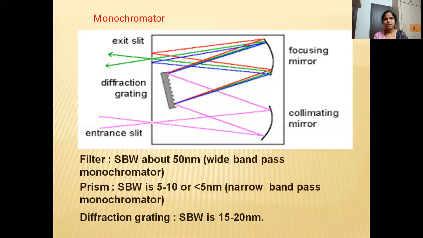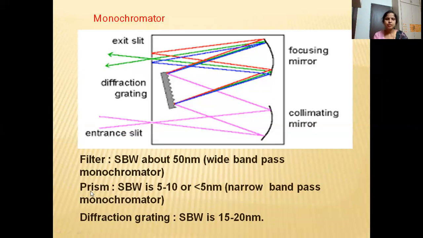In this monochromator, as we are using filters and prisms, what is the basic difference between them? SBW stands for spectral bandwidth. If you use a filter, the spectral bandwidth is about 50 nanometers, so we call that a wide band pass monochromator.